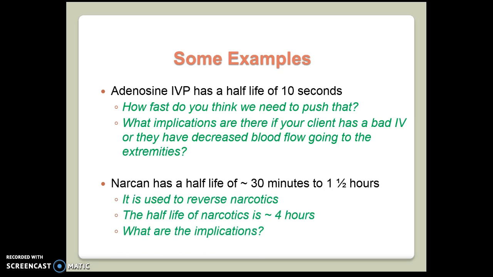Narcan is used to reverse narcotics, and you know that it's being carried by some police agencies to address heroin overdoses. The half-life of many narcotics is about 4 hours. So the implications of that is what? That somebody who receives Narcan for an overdose needs to be watched because the narcotic effect is going to kick back in once the Narcan wears off.